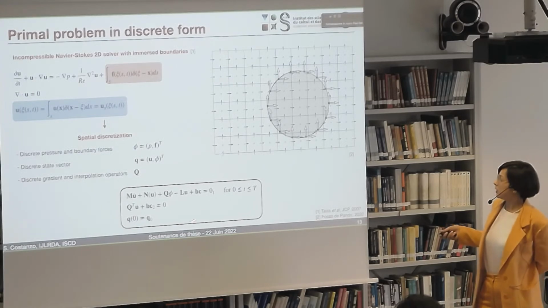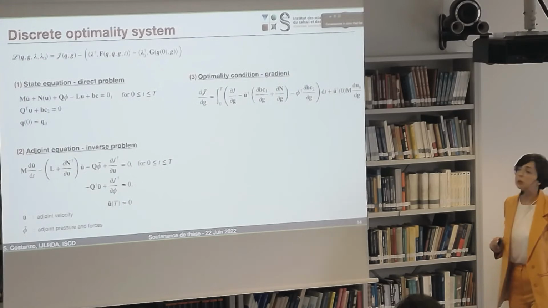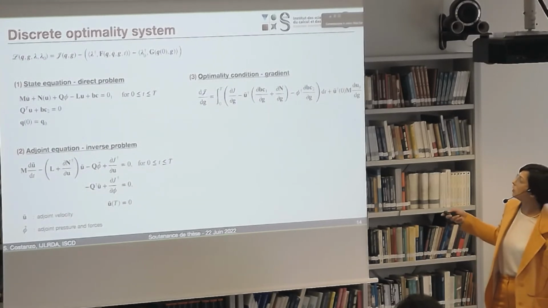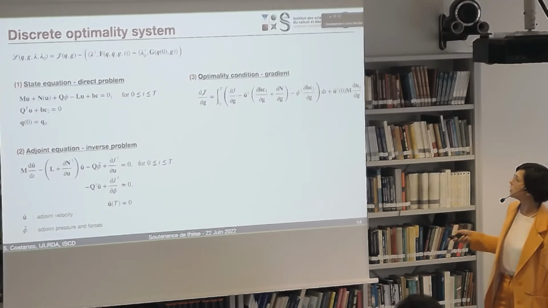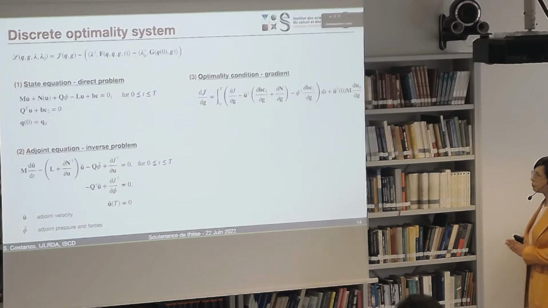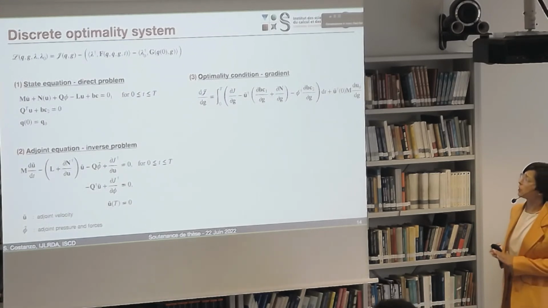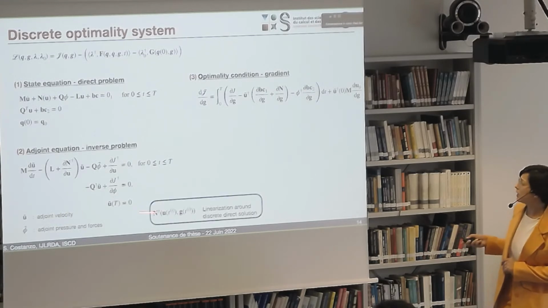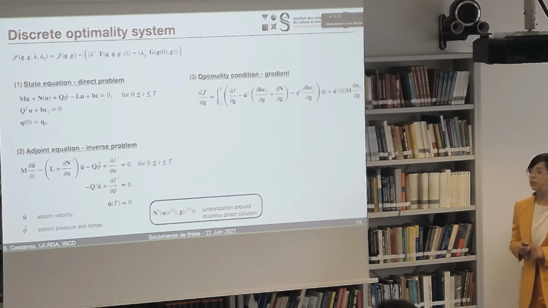So from this primal semi-discrete problem, we can get to the discrete optimality system. So same as before, we have the state equation, the immersed problem, adjoint equation, and the optimality condition, which is the gradient. So notice that the Navier-Stokes equation is a nonlinear equation. So to build the adjoint, we need to linearize the advection operator around the discrete solution.